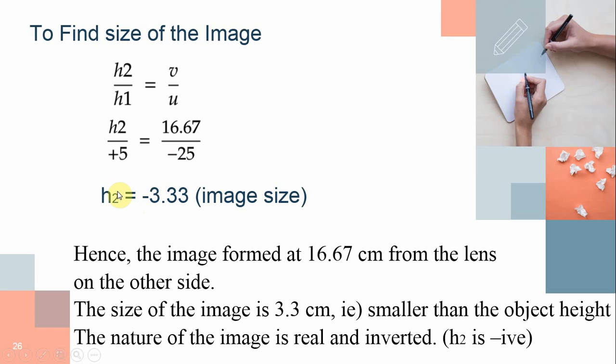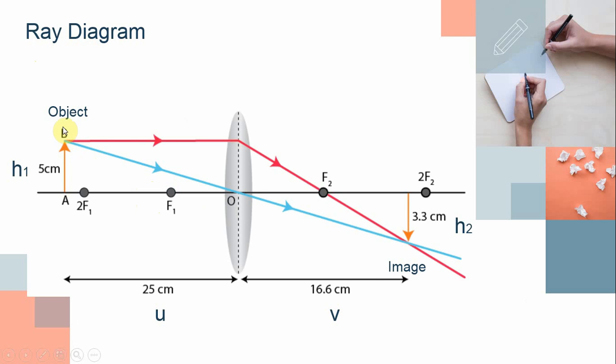So we check the size of the object and the size of the image. The size of the image is less than the size of the object, and the nature of the image is real and inverted, because the image is formed below the principal axis, that means real and inverted. This is a ray diagram.